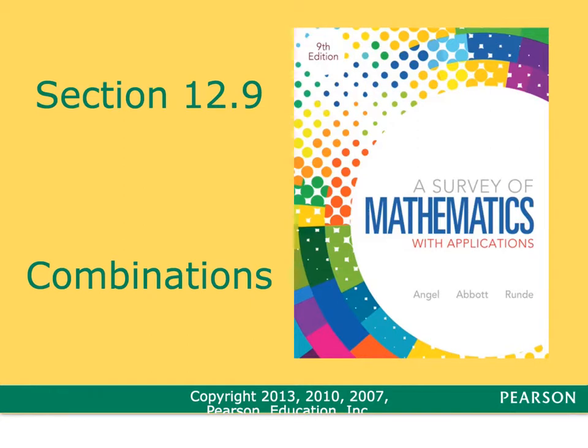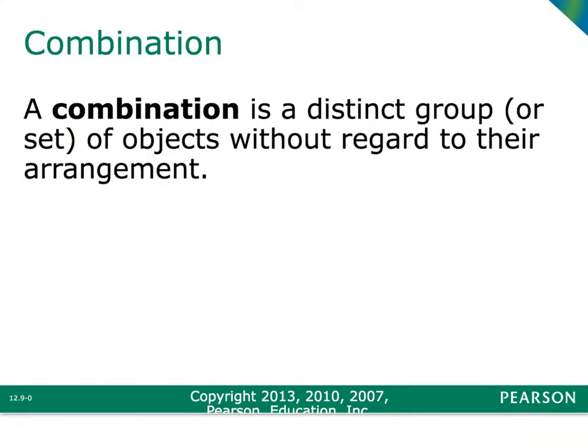Section 12.9 discusses combinations. A combination is a distinct group or set of objects without regard to their arrangement. This is different than a permutation. In a permutation, the order of the objects matters. For example, first place, second place, third place would be a permutation. With a combination, you don't care what order the items are selected, you just care that you have a group of 3.